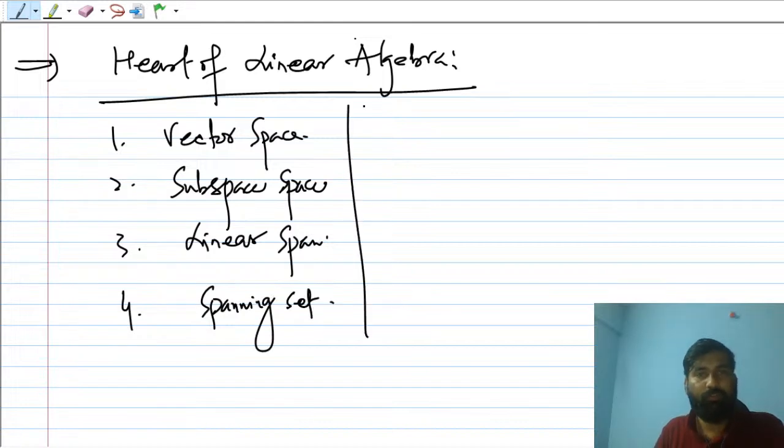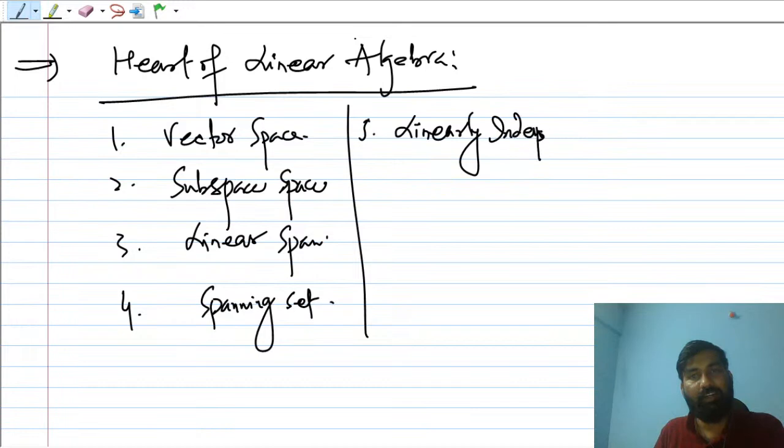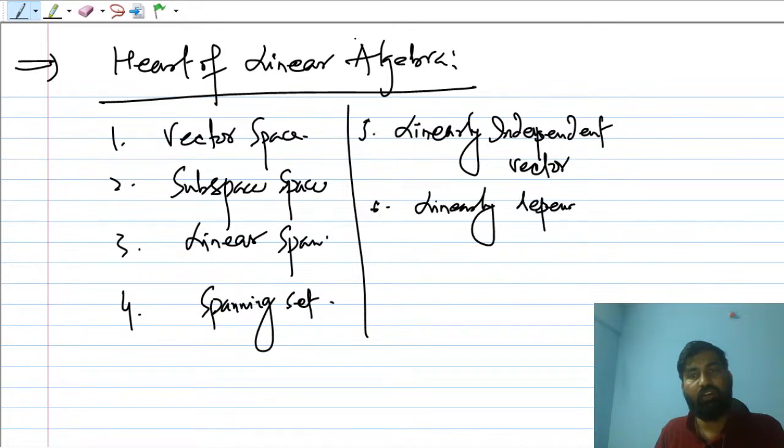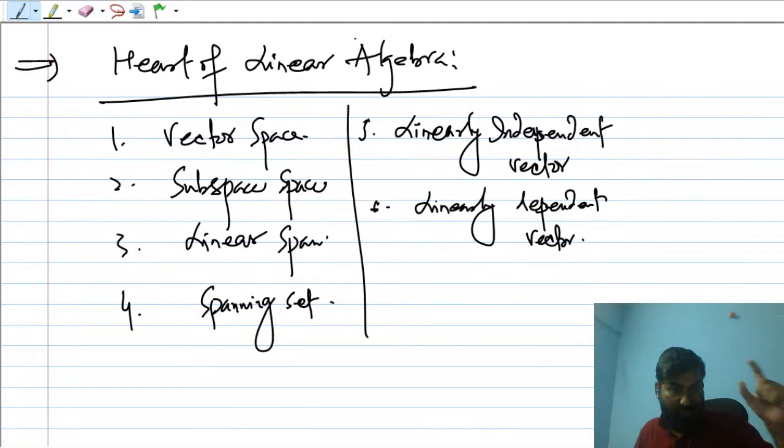And the concept of linearly independent vectors and linearly dependent vectors. Both are different. Something is independent; if something is not independent, then you can say it is dependent. I'm not talking about linearly independent eigenvectors. I will be talking about linearly independent vectors, right? How to find whether given vectors are linearly independent. I will be giving you a systematic approach.